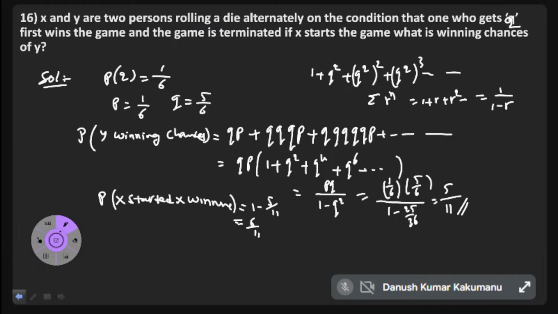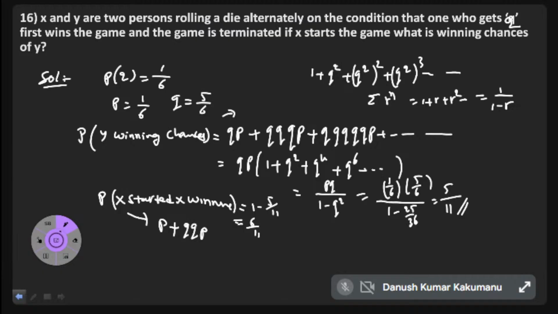Understood? Clear? Here, what is the question asking? X started. Y winning, if X started. What is the probability of X winning? X started, X winning, how to get it? First is P. If X loses the game, that means Q. Who will take the opportunity next? Y. Y should lose the game. Q, Q, P. First is X. This is the first way of X winning.